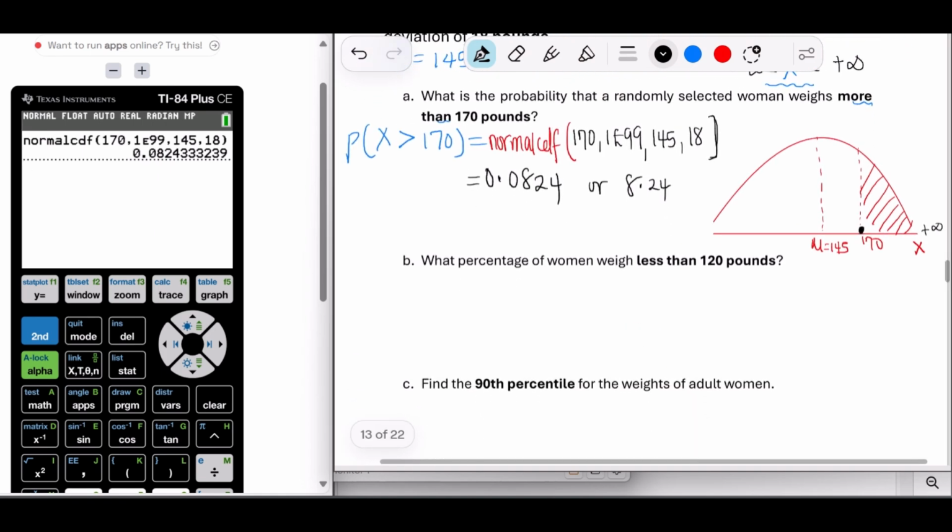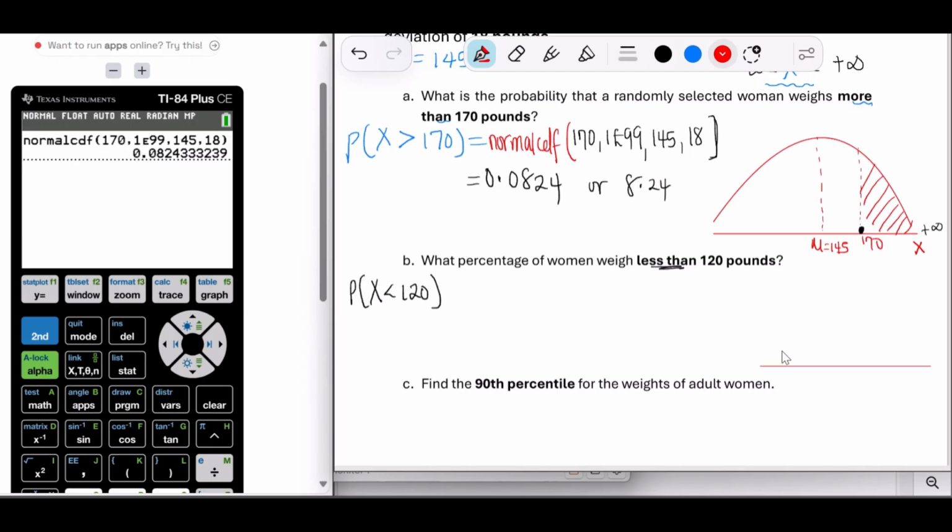Now let's look at another example we have. In this second example, it says, what percentage of women weigh less than 120 pounds? It's still the same thing as calculating the probability that the women weigh less than 120 pounds. Now, drawing the normal curve as usual here.